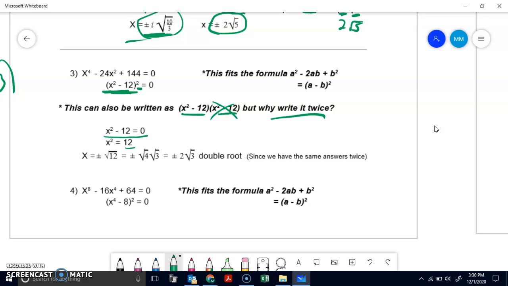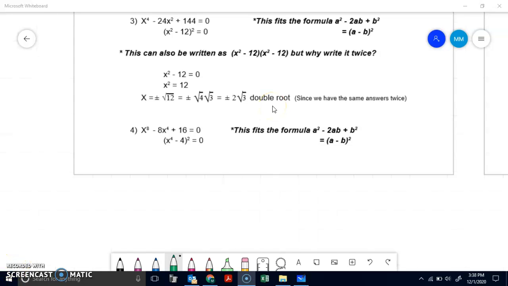Add 12. Take the square root of 12. Square root of 12 is plus or minus, and break it down into 4 times 3. Square root of 4 becomes 2, so it's plus or minus 2 times the square root of 3 is the answer. But that is a double root. We have a double root because we get the same answer twice. Because it's that quantity squared, I'm going to get the same answer from here and from this one. I get the same answer twice. You don't need to solve it twice. Just solve it once and then write double root or just d.